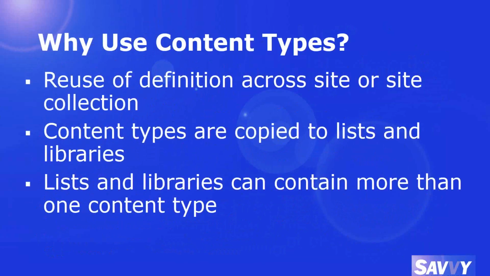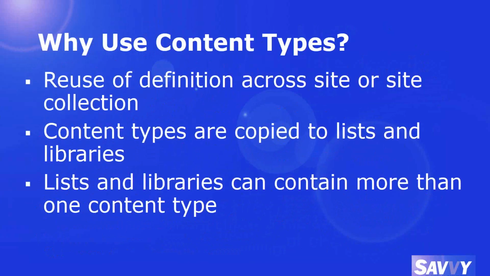So why use content types? Like I say, a content type is a way to reuse your definition across a site or a site collection. For instance, if I have a content type called expense report, and I want to make sure that each department has their own subsite, and each department subsite is going to have a library called expense reports. What I can do is create one content type in my top level site, and then I can associate that content type with each expense reports library in each of my particular subsites. And that way I know that every time, regardless of which subsite that expense report is being added to, it's always going to have the same columns, the same retention policy, etc.